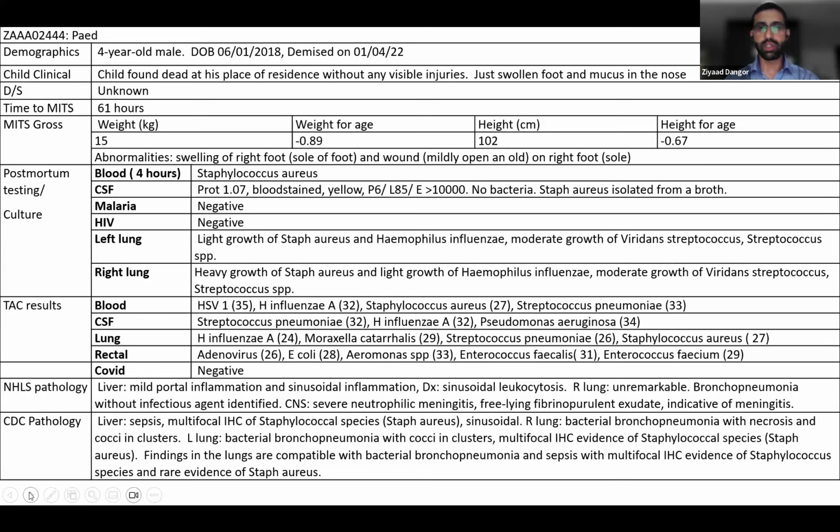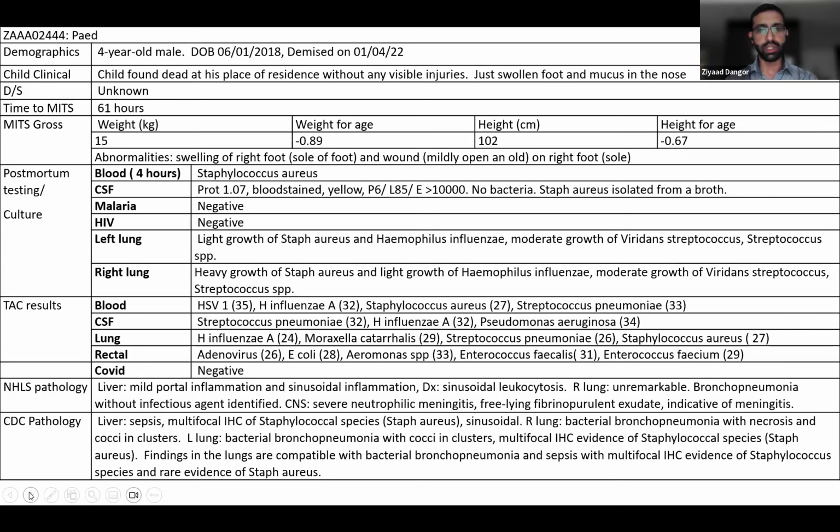The TAC results showed a CT value for HSV of 35, Haemophilus of 32, Staph of 27, pneumococcus of 33, and then you can read the rest of them. So the CSF had pneumococcus with Haemophilus and Pseudomonas. The lung had those organisms. The rectum had those organisms.